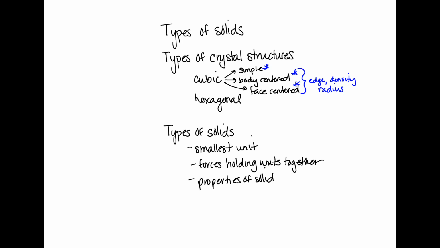We also then came back to the types of solids, and we talked about, for each type of solid, what the smallest unit was, what the forces holding those smallest units together were, and how that influenced the properties of the solids.